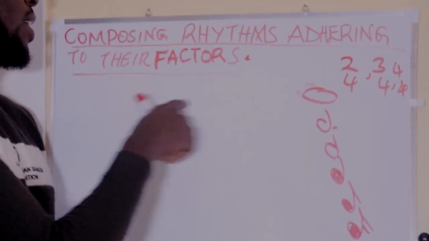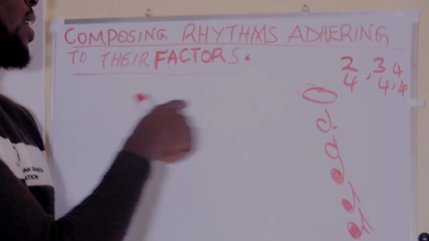Let me use a different pen. We have 2-4 time signatures. But now we are adhering to the factors of rhythm. So 2-4 means 2 beats per bar. And if we are adhering to the factors, we can decide we start with this one, which is a minim. A minim is 2 beats, so that bar is full. When we come to the next bar, because we are varying the notes. Remember variation of beats? Yes, variation of beats. So we vary the beats.